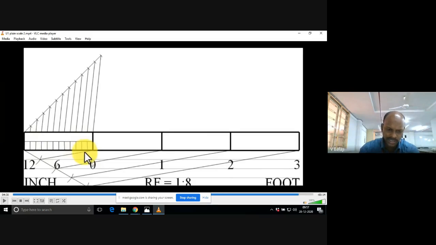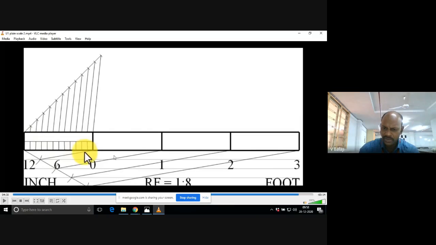Now the numbering system again: 0, 1, 2, 3, 4, 5, 6, 7, 8, 9, 10, 11, and the last, 12th inch. So total it is 1 foot. Already we have on the right hand side 1 foot, 2 feet, 3 feet. Now construction is over. Now you can use the scale to measure any distance within the range of 4 feet.